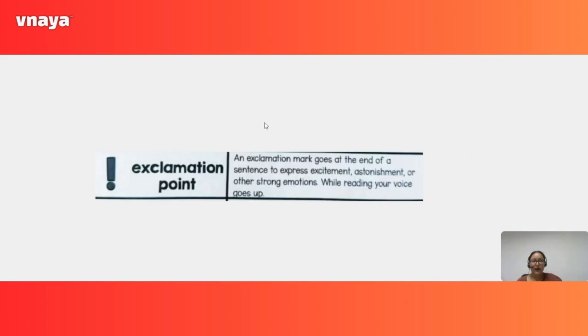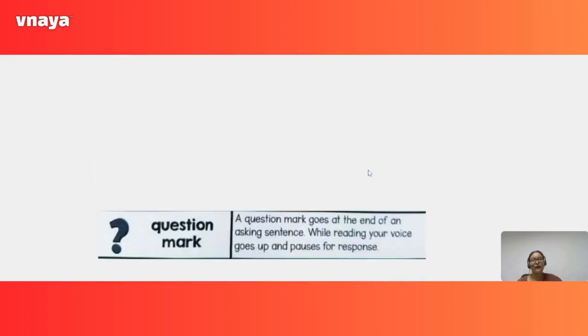An exclamation point. An exclamation mark goes at the end of a sentence to express excitement, astonishment, or other strong emotions. While reading, your voice goes up.